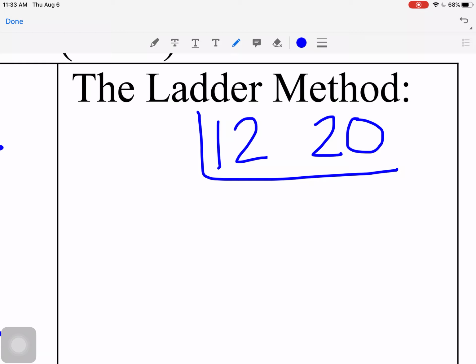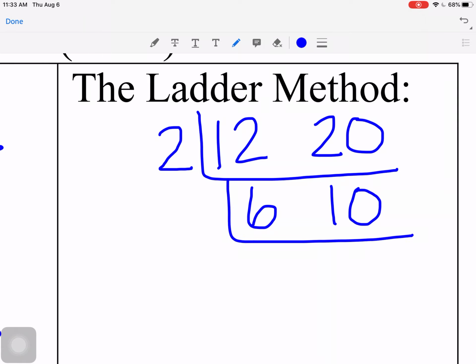So the smallest number that can go into 12 and 20 is 2. Then we divide. 2 goes into 12 6 times. 2 goes into 20 10 times. Okay? Then we draw another box because we can still break that down.